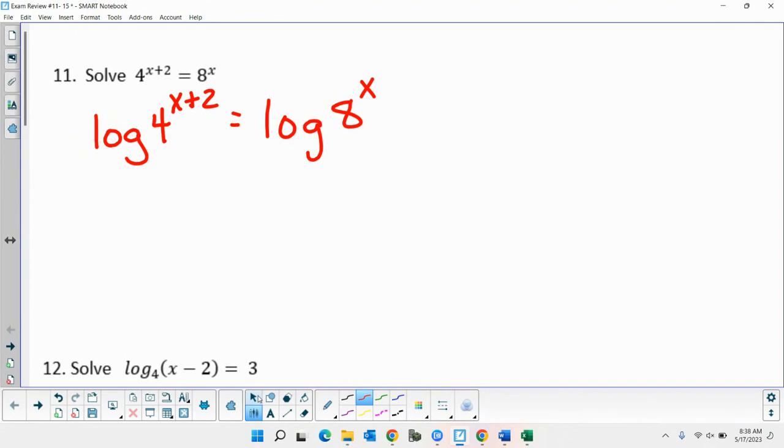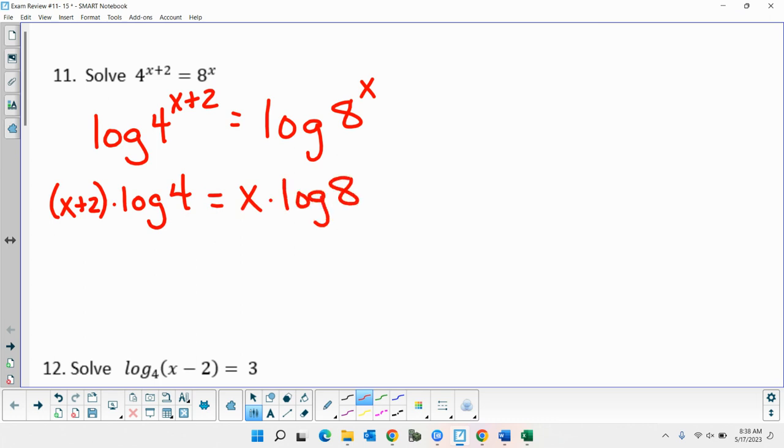So this is x plus 2 times the log of 4 now, and x times the log of 8. Rules of our logarithms say we can do that. Now, I'm going to take the log of 4 on the left and move it over to the right side. How do I move it over? Divide. Yeah, it's multiplication. So to move it to the other side, I have to do division. So all that's left on the left is x plus 2.